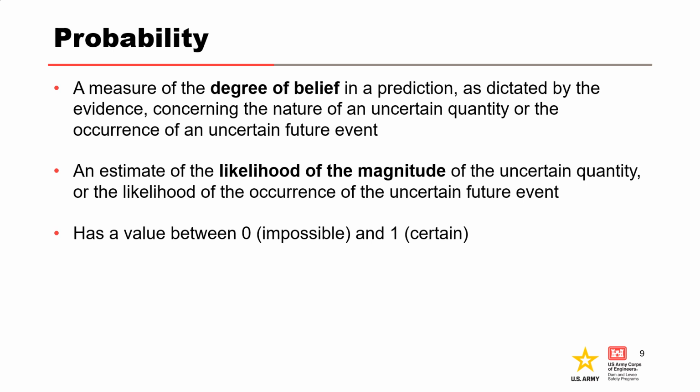One of the rules that we discuss here, and we'll discuss again when we get into event trees, is that a probability must have a value between 0 and 1, no less, no more. If something has a probability of 0, it cannot happen and is impossible. And if something has a probability of 1, it is certain to occur.